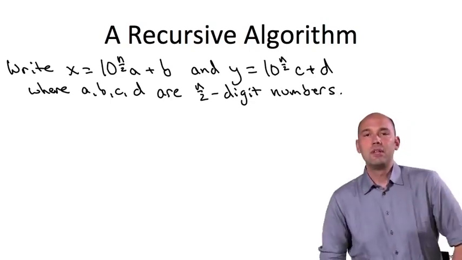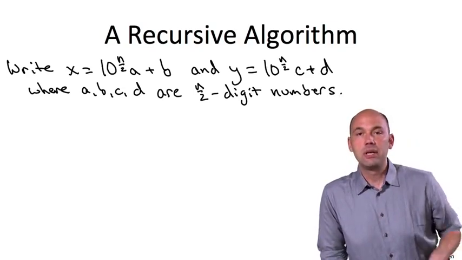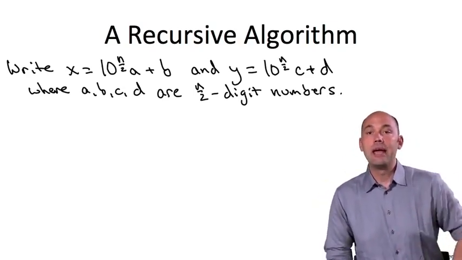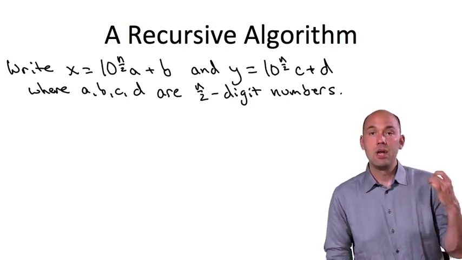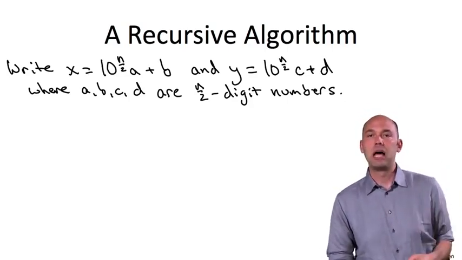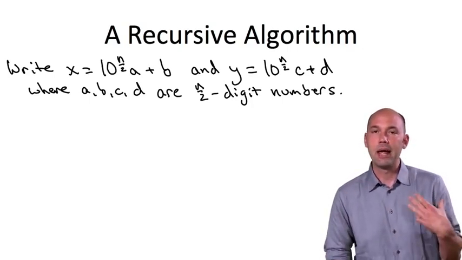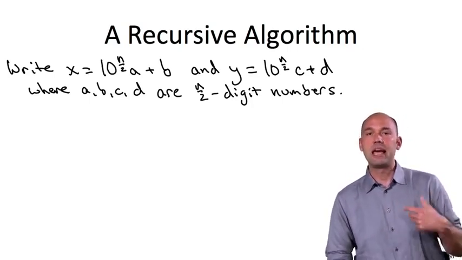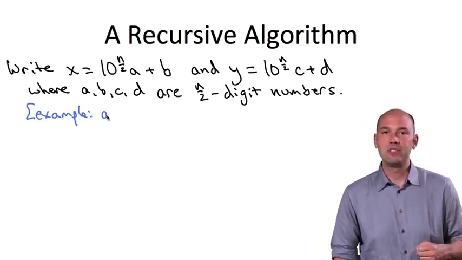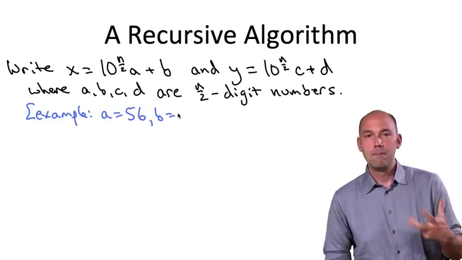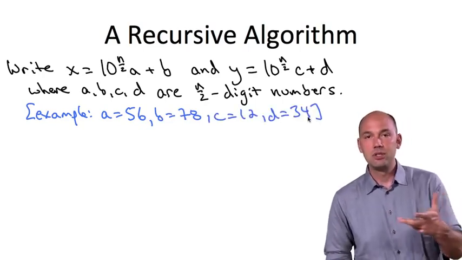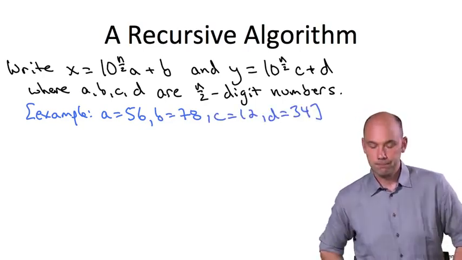In general, given a number x with n digits, it can be decomposed in terms of two n over 2 digit numbers, namely as a, the first half of the digits shifted appropriately, that is multiplied by 10 raised to the power n over 2, plus the second half of the digits, b. In our example, we had a equal to 56, 78 was b, n was 4, so 10 to the n over 2 was 100, and then c and d were 12 and 34.